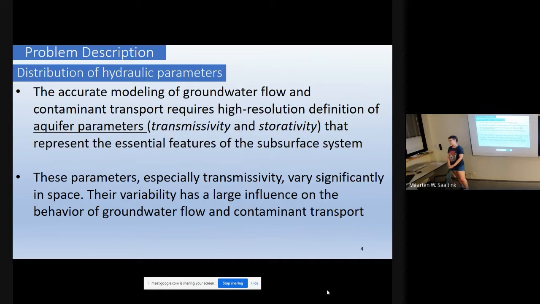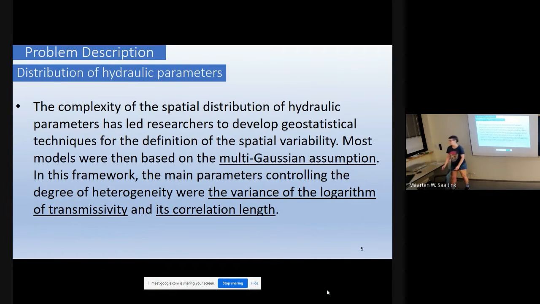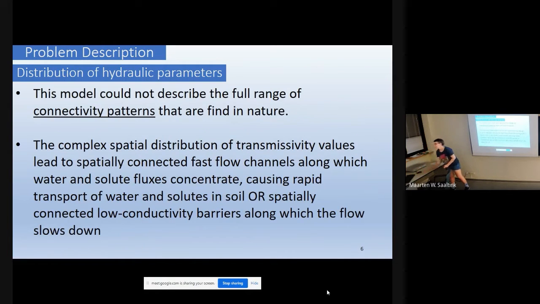These parameters, essentially transmissivity, vary significantly in space, and their variability has a large influence on the behavior of groundwater flow and contaminant transport. The complexity of the spatial distribution of hydroparameters has led researchers to develop geostatistical techniques. Most models were done based on the multi-Gaussian assumption. In this framework, the main parameters controlling the degree of heterogeneity were the variance of the logarithm of transmissivity and the correlation length. But this model could not describe the full range of connectivity patterns that we find in nature.